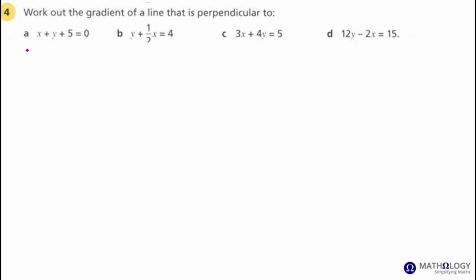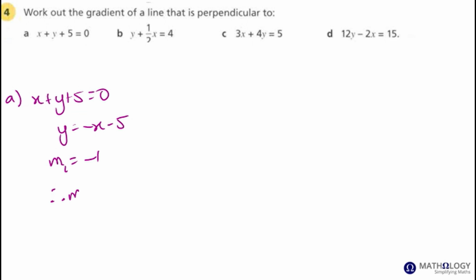Question 4. Very similar, find the gradient of a line perpendicular to each of these lines. So before we do anything, the line must be in standard form. So y equals minus x minus 5. The gradient of this line is -1. Therefore, the second gradient will be the negative reciprocal of -1, which is +1.